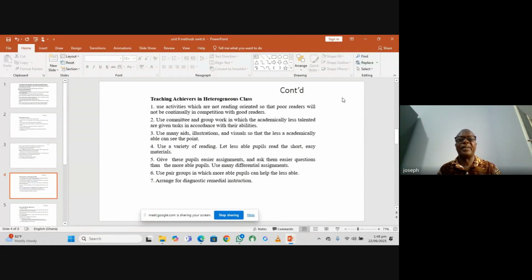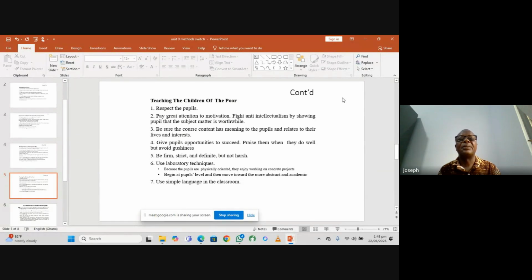Use a variety of reading. Let less able pupils read the short ones, the easy materials, and then the difficult ones, you let the high achievers read. The same way, when you ask questions, you direct the simple ones to the poor achievers, and then the difficult ones to the high achievers, and by so doing, you are taking care of all of them. So these are the things we need to balance so far as teaching these children is concerned.